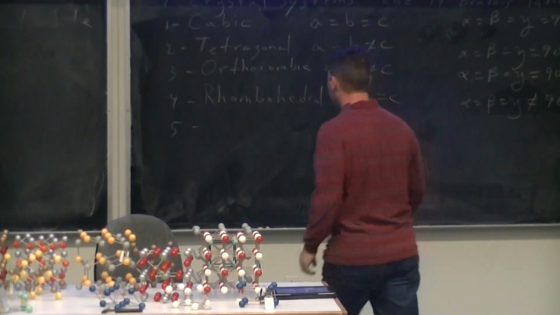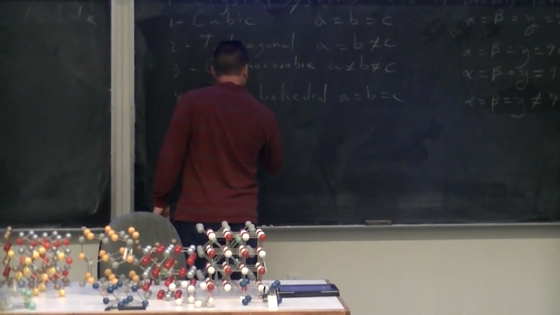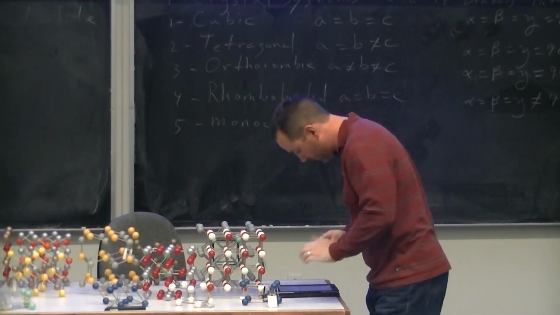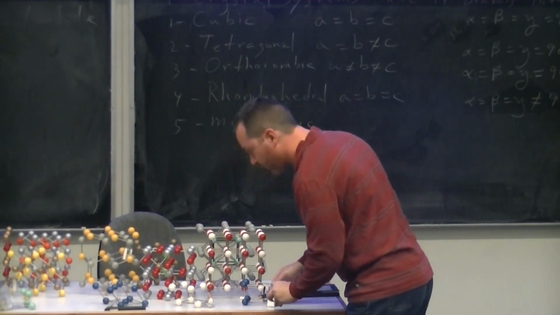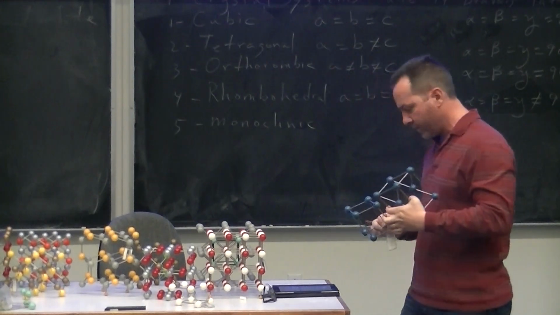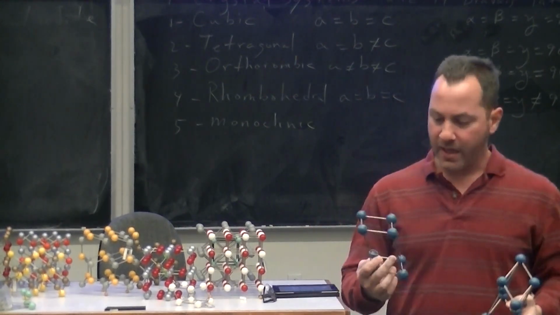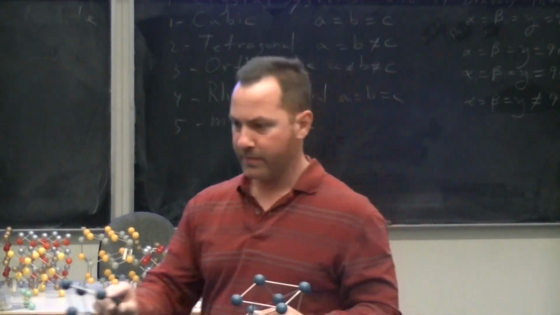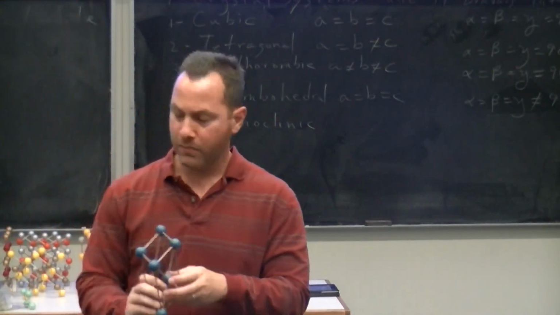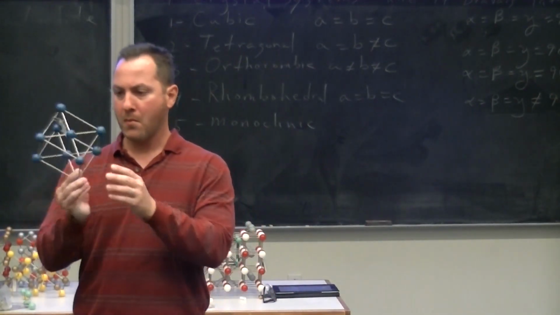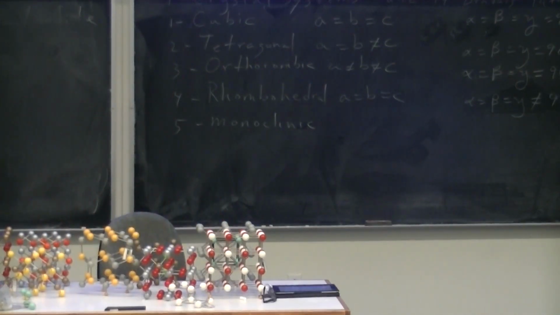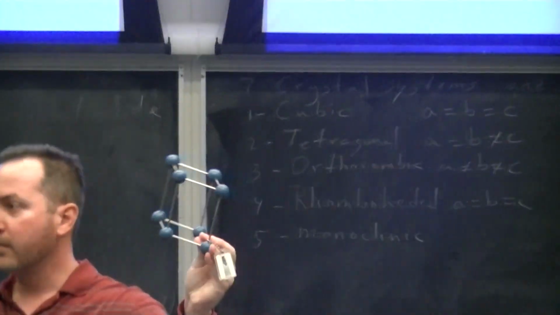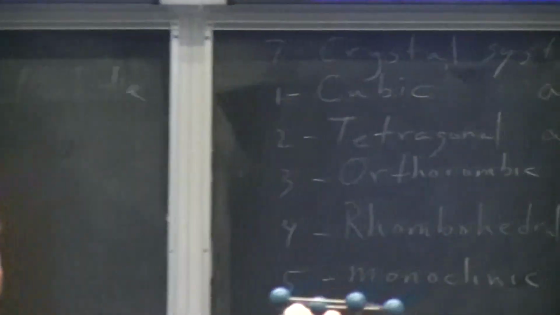Alright, five is monoclinic. And the monoclinic is in here. We have two monoclinics. And what can you tell me about the monoclinic? A, B, C are all different. What else?